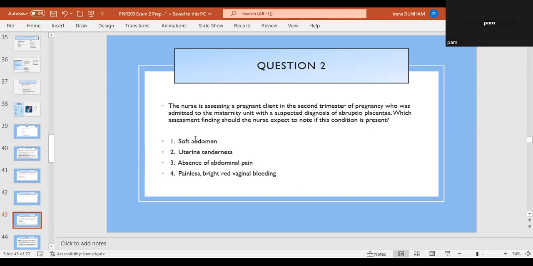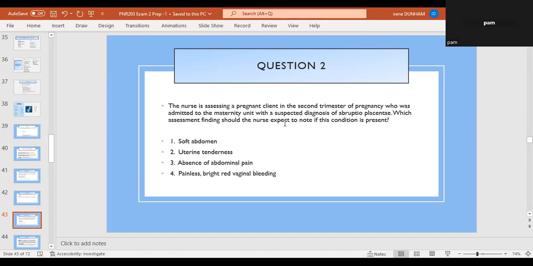So which assessment finding would the nurse expect to note if the condition is present? A soft abdomen is not abruptio placentae. Uterine tenderness. Okay. Absence of abdominal pain. Well, that's not a placental abruption. Painless bright red vaginal bleeding. Okay. So what would be the answer? Soft abdomen, no. Uterine tenderness. Absence of abdominal pain. What I know is that with a placental abruption, you have pain. And number 4 is not correct because that's painless. So I would go with number 2.